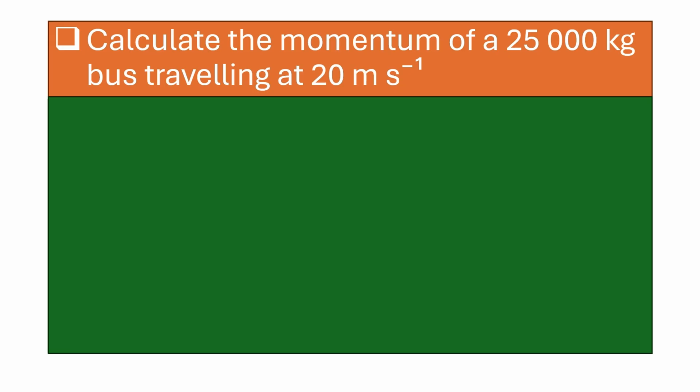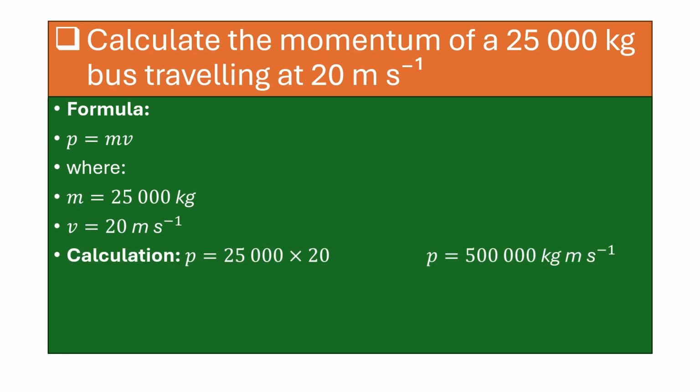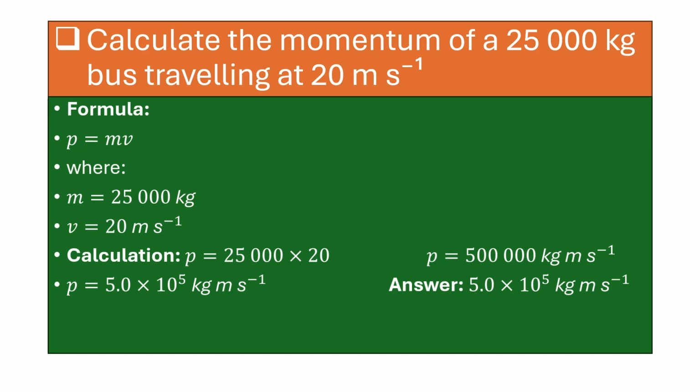How do you calculate the momentum if the mass is a 25,000 kg bus traveling at 20 meter per second? Now what is the formula, students? p is equal to m into v. Momentum is equal to mass into velocity. So you need to write what is given. Mass is 25,000 kg. So 25,000 into 20 will give you 5 lakh kg meter per second. You need to convert it into the simplest form, that is 5 into 10 to power 5 kg meter per second. Please remember that you always have to give your answer in the standard form.